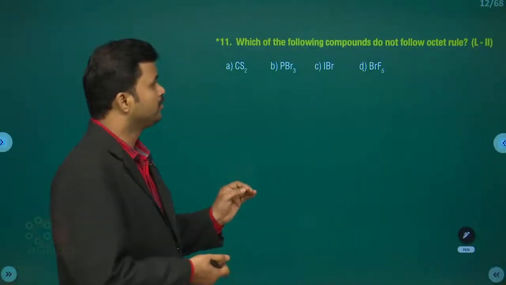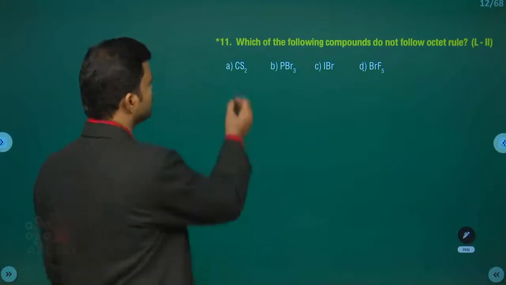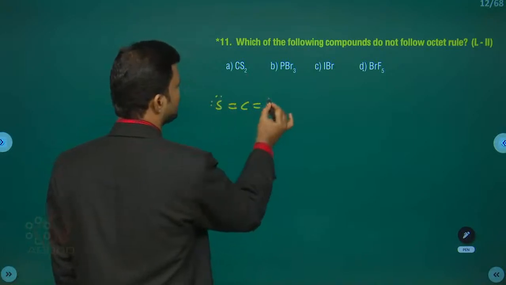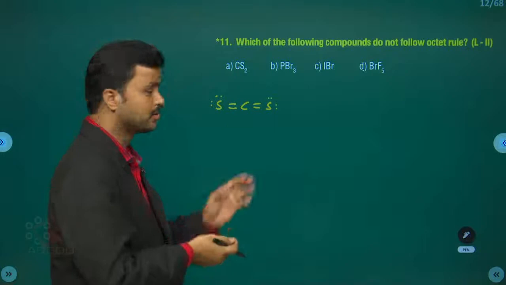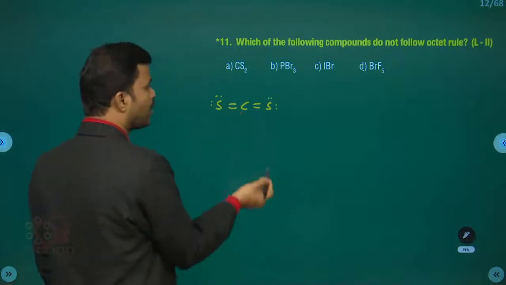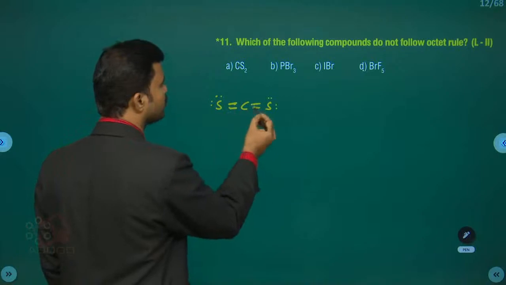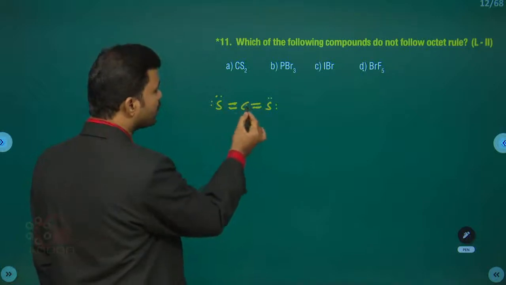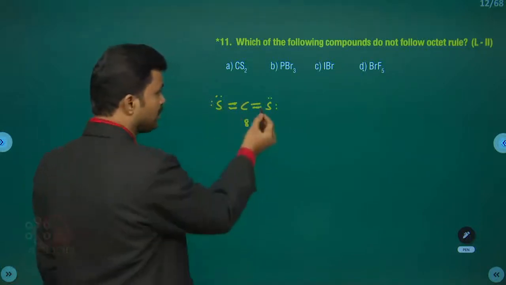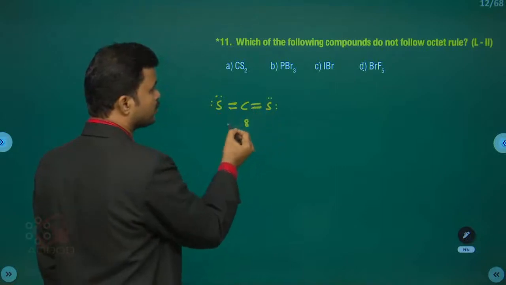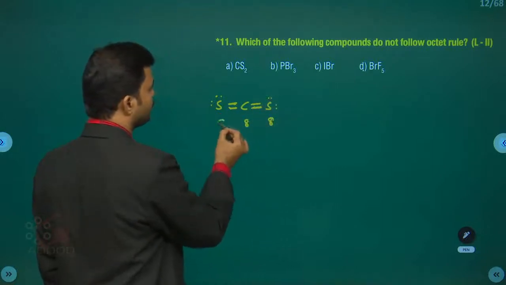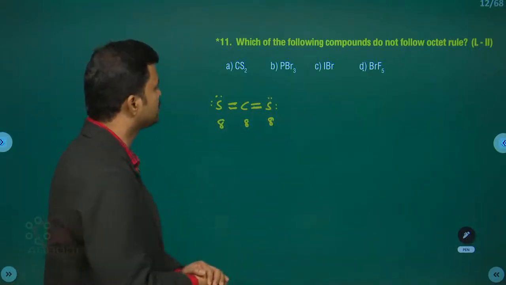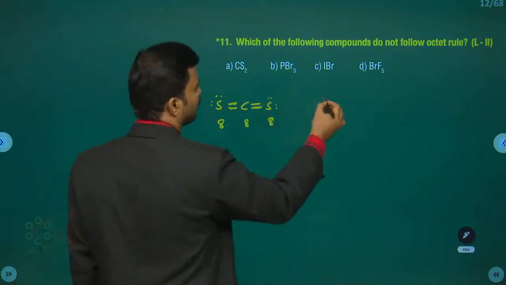Which of the following compounds do not follow the octet rule? CS2, carbon disulphide. This is the structure for carbon disulphide. There is an octet: carbon has 8 electrons. You can count here, one line is nothing but 2 electrons, the bond which belongs to both atoms. Then carbon, how many electrons? Eight. Sulfur, how many electrons? 2 plus 2, 4, and 4, 8. In carbon disulphide, every atom has 8 electrons. Think about PBr3, phosphorus tribromide.